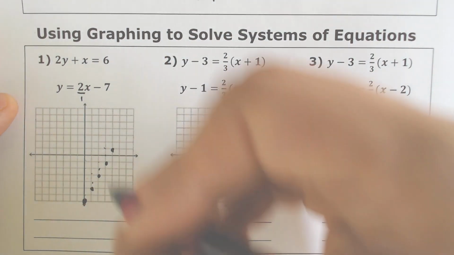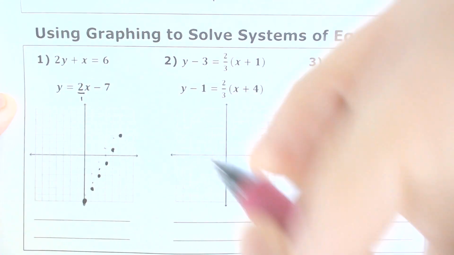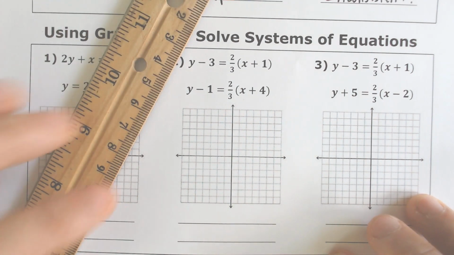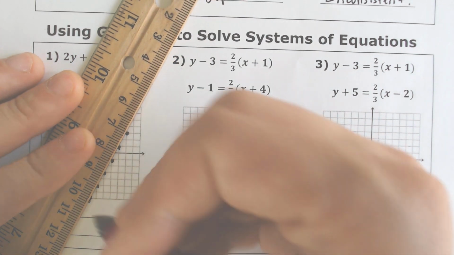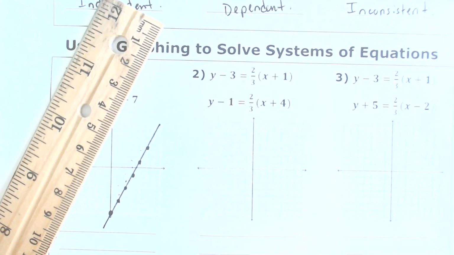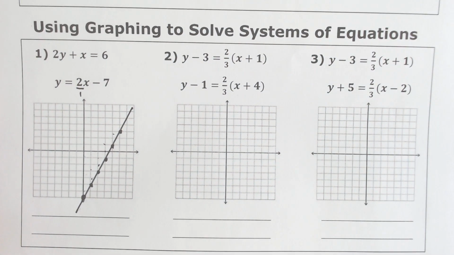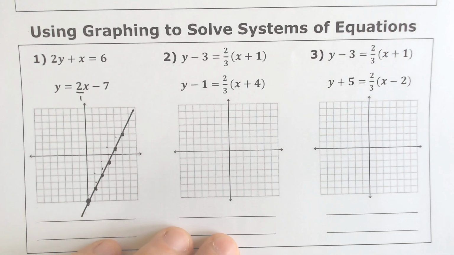Notice how I did a lot of up by 2s and over by 1s. It is recommended that you do not just use 2 points, because if you use 2 points, there's a chance that you make your line a little less accurate, and therefore you don't get the correct solution because you're looking for where these two things intersect.